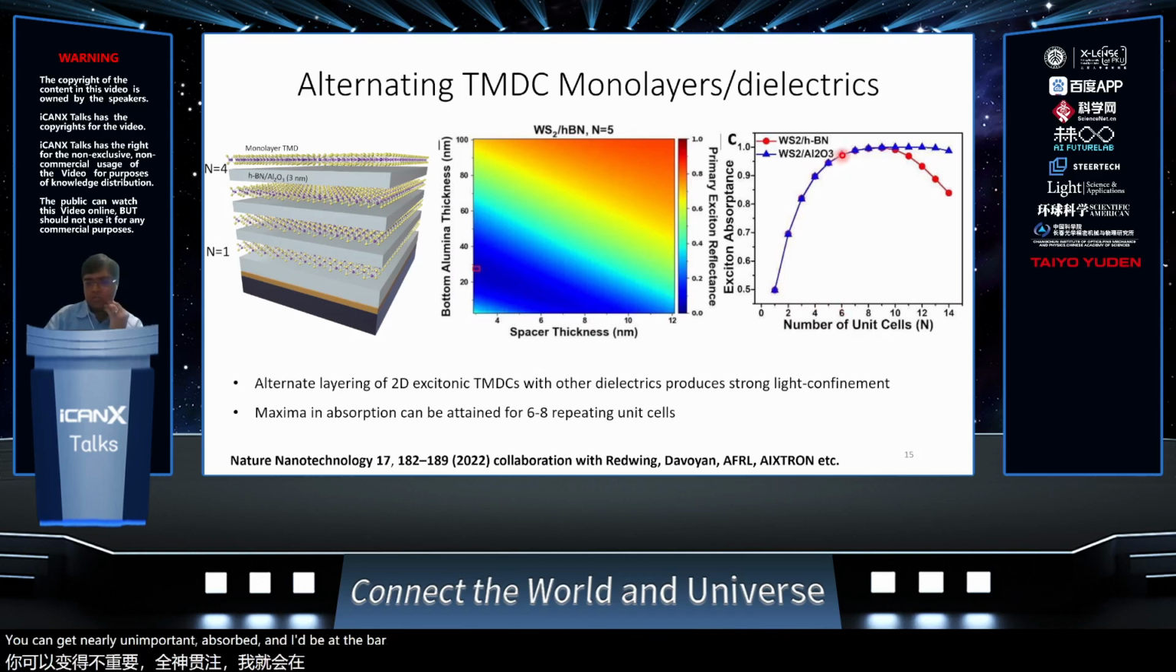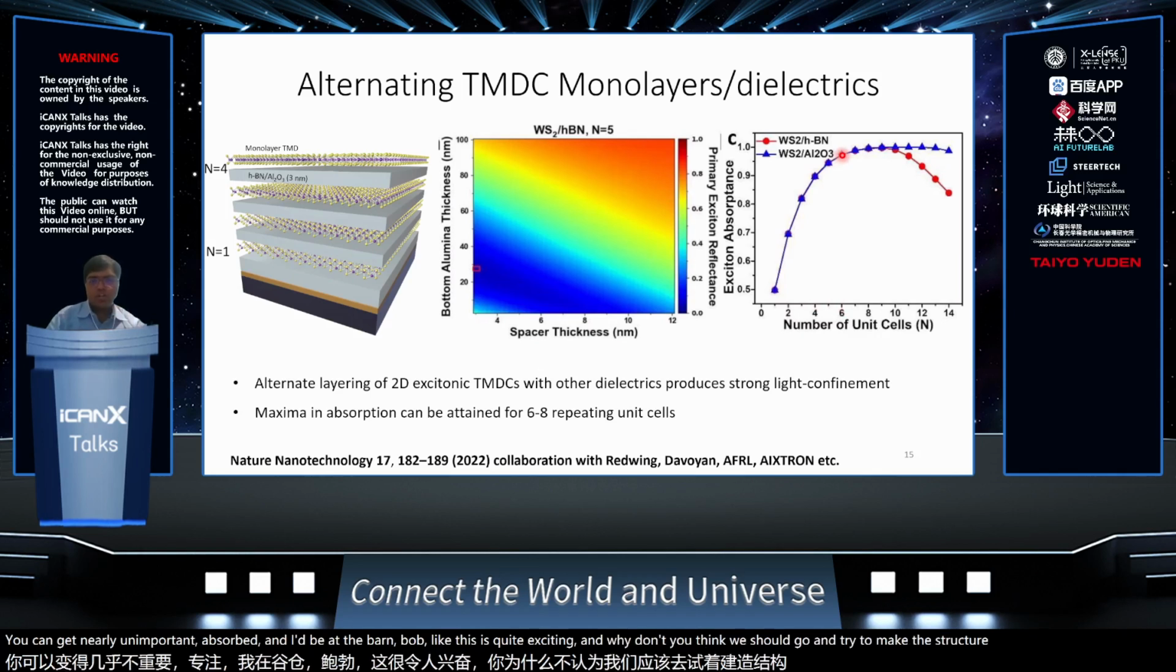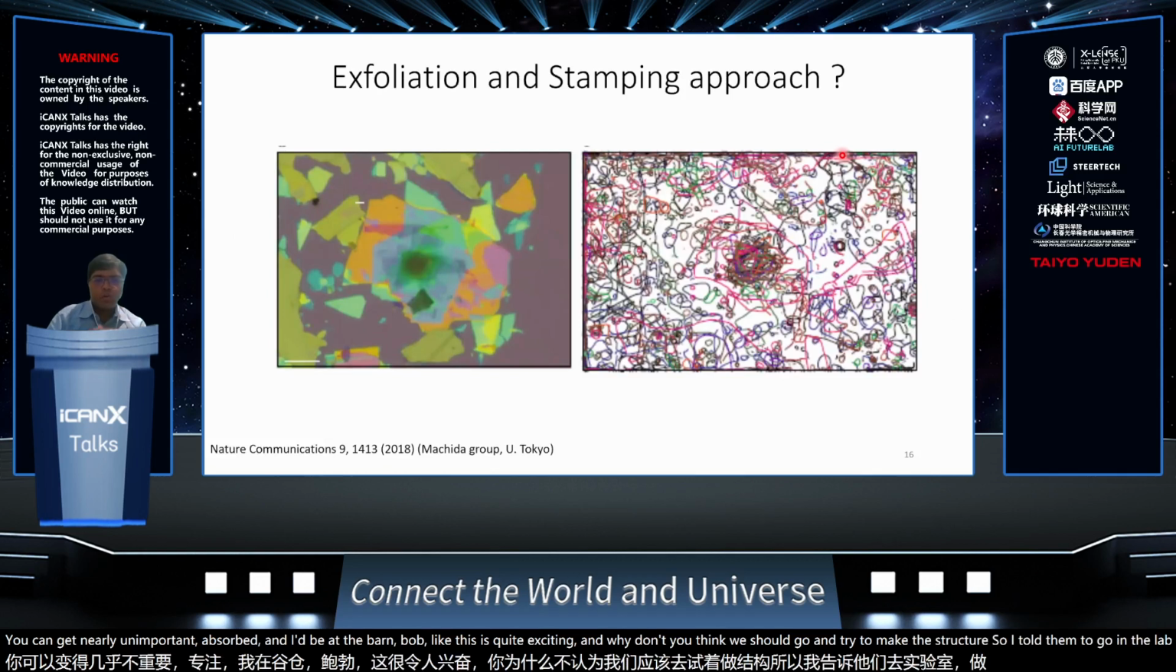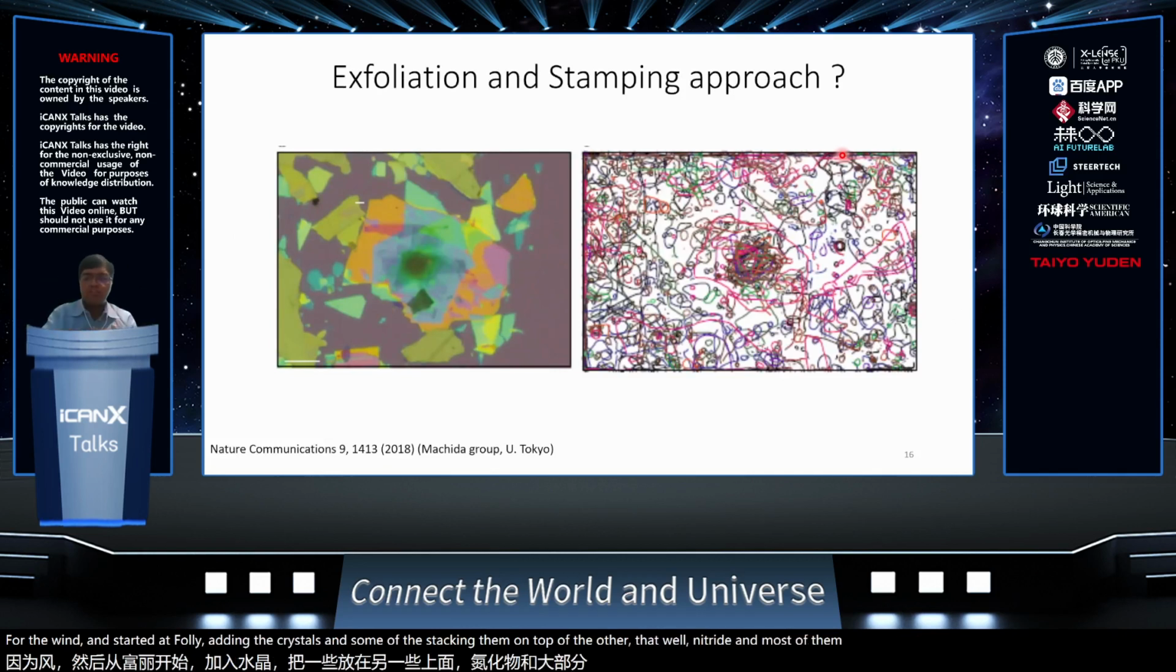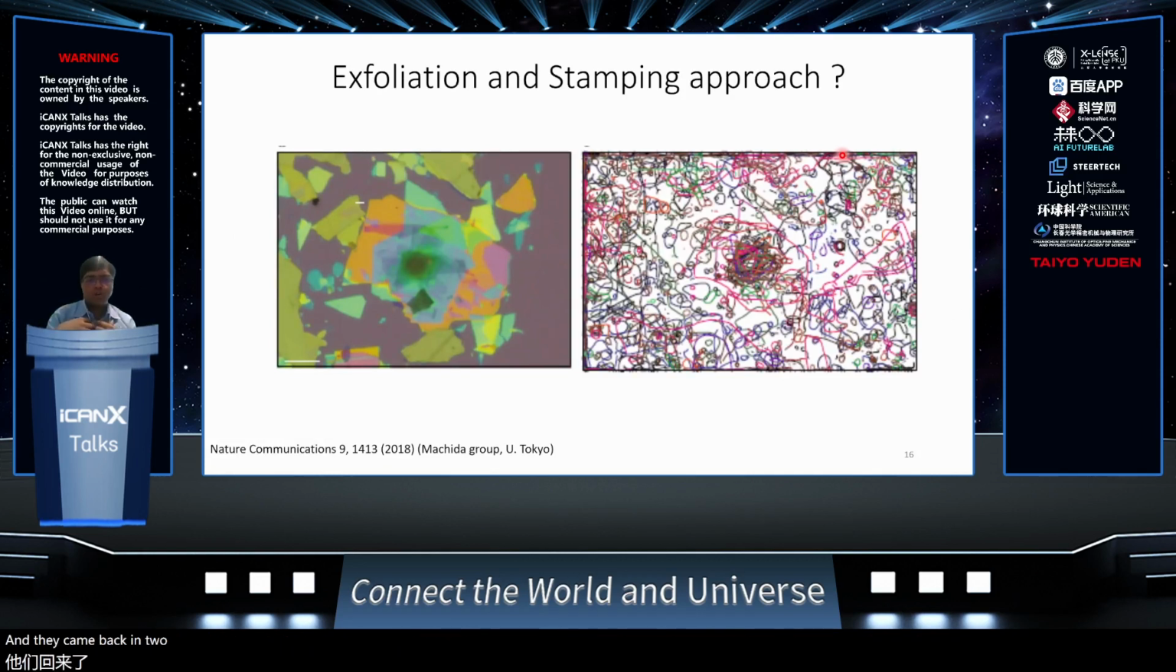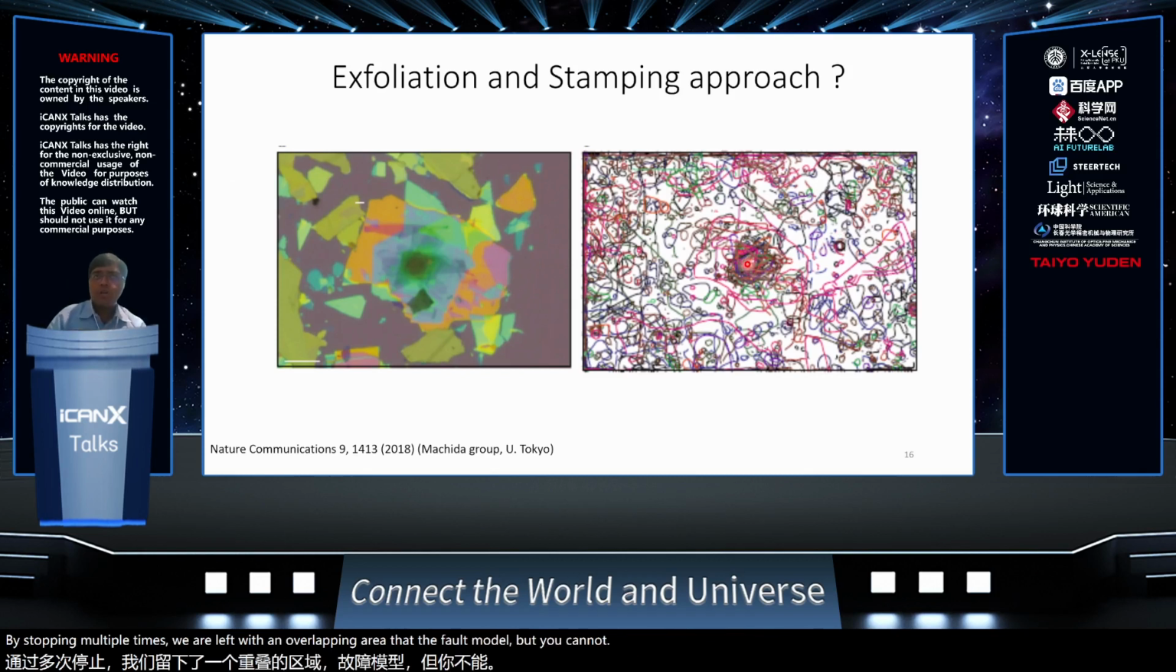So I'm like, this is quite exciting and quite interesting. We should go and try to make this structure. So I told them to go in the lab and make this structure. So they went and started exfoliating these crystals and started stacking them one on top of the other, boron nitride and molybdenum disulfide. And they came back in 2 weeks and told me, Professor, we cannot do this. This is too hard. By stacking multiple times, we are left with an overlapping area that is so small that you cannot even do any reliable optical measurement. So at that point, I was like, okay, fine. We need to have some mercy on the students and find a different way of doing this.